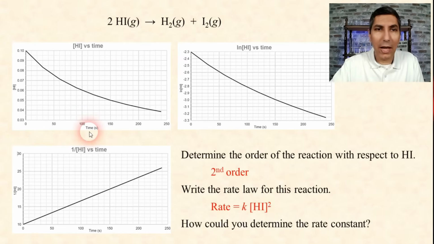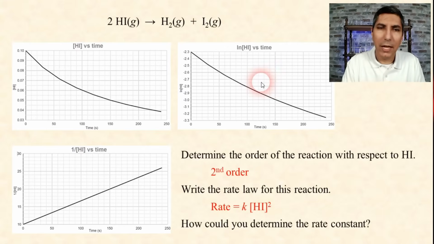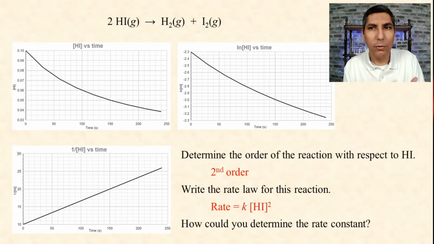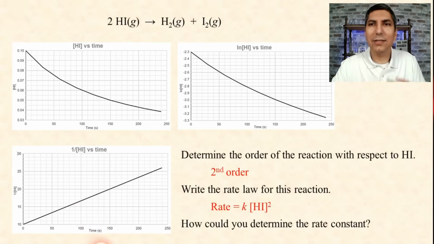And I say absolute value because notice that the HI and the natural log of HI, those are sloping downward. And so the slope of those lines is going to be a negative value. And rate constants are always positive, so that's why I say absolute value. That works for this as well. Of course, it's a positive slope anyway, but that still works. So to find the rate constant, it's just the absolute value of the slope of the straight line.